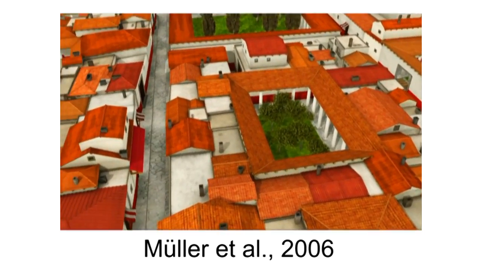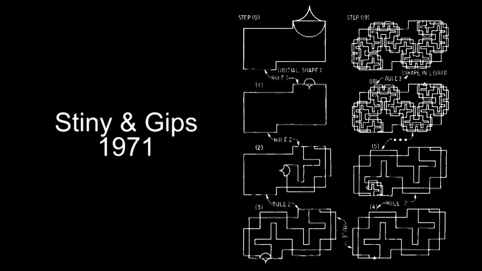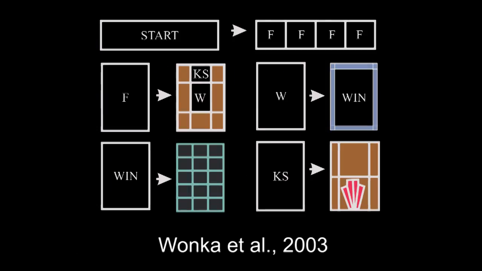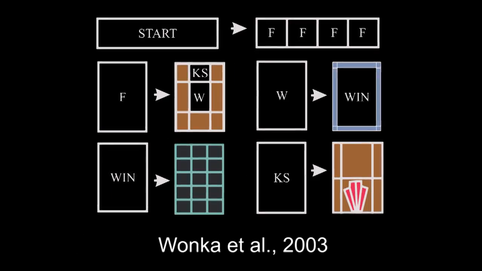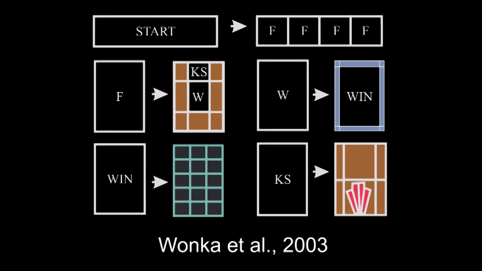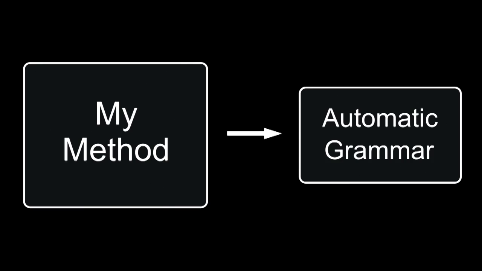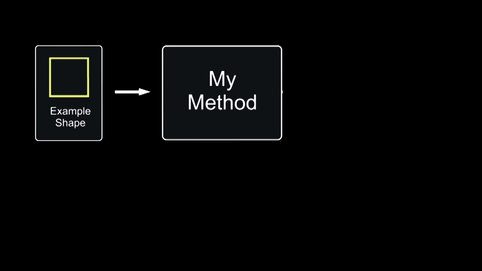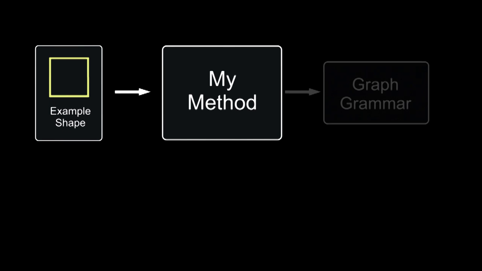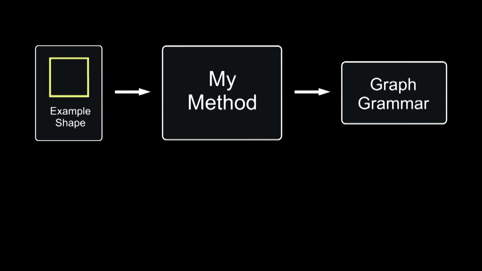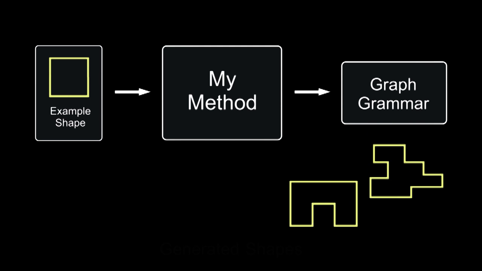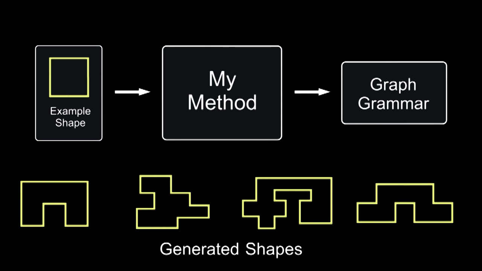Grammars themselves are not new. People have been using grammars to generate shapes for decades. But most past work assumes that you have an expert who can design the grammar for you. My method works automatically. Here's the idea. You provide an example of the type of shape you want, and my method will automatically create a grammar from the example. The grammar will generate shapes that are similar to the example.